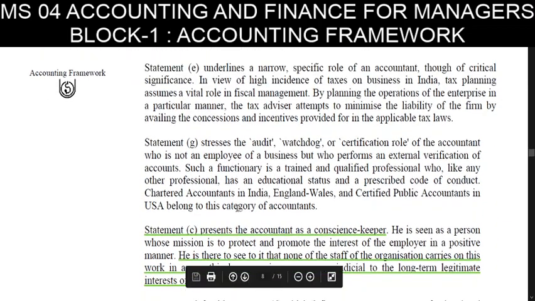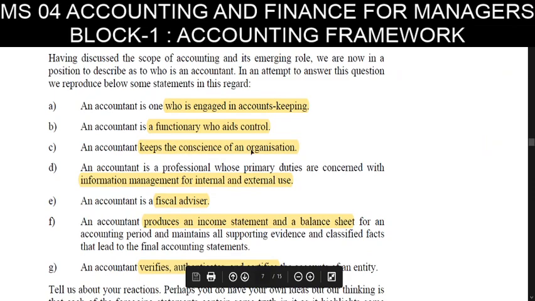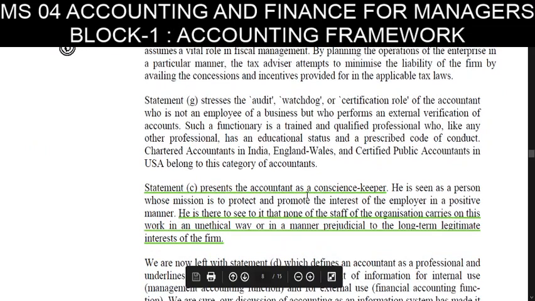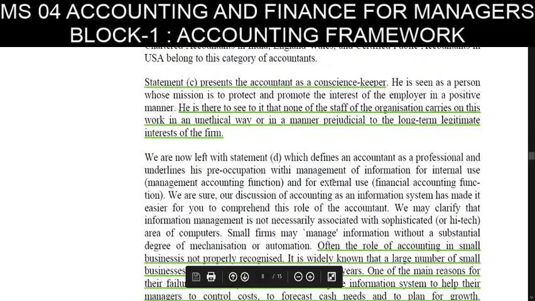Okay. Now, statement C. Accountant keeps the conscience of an organization. What does it mean? Statement C presents the accountant as a conscience keeper. He is there to see to it that none of the staff of the organization carries on their work in an unethical way or in a manner prejudicial to the long-term legitimate interests of the firm. See, you have to underline the words unethical and long-term legitimate interests. Whatever is against legitimate interests, whatever is unethical, that has to be pointed out by this accountant. Therefore, he is the conscience keeper.